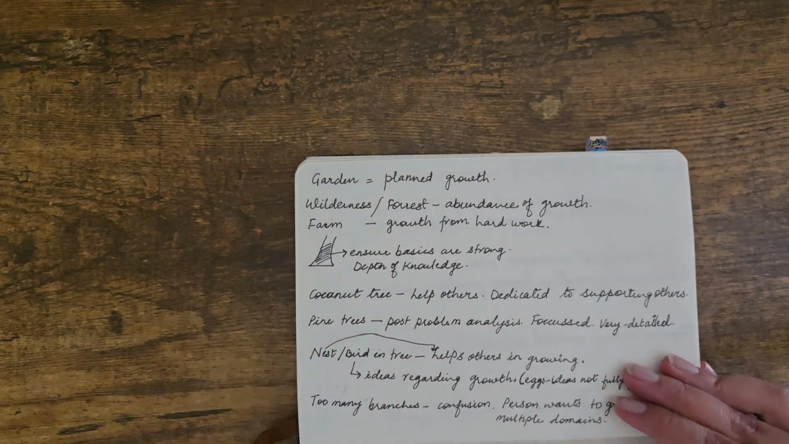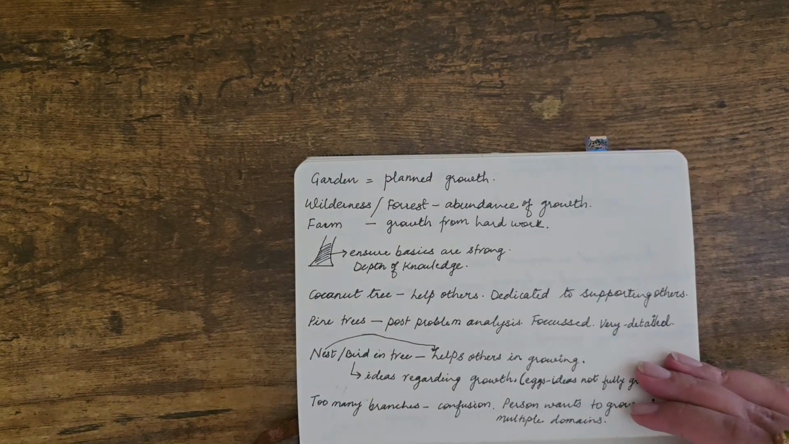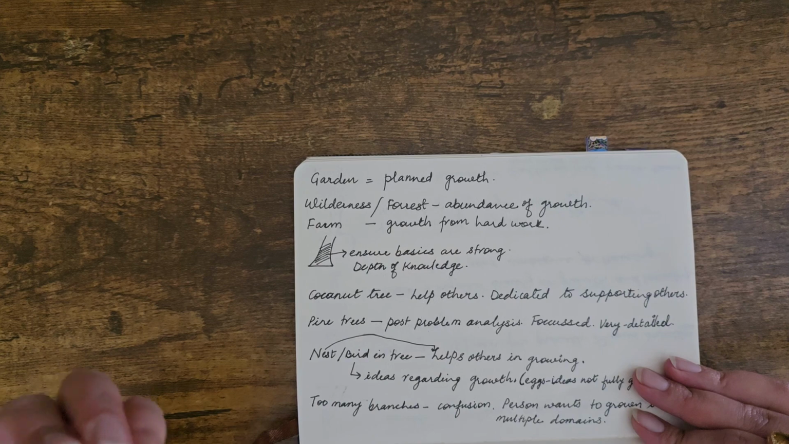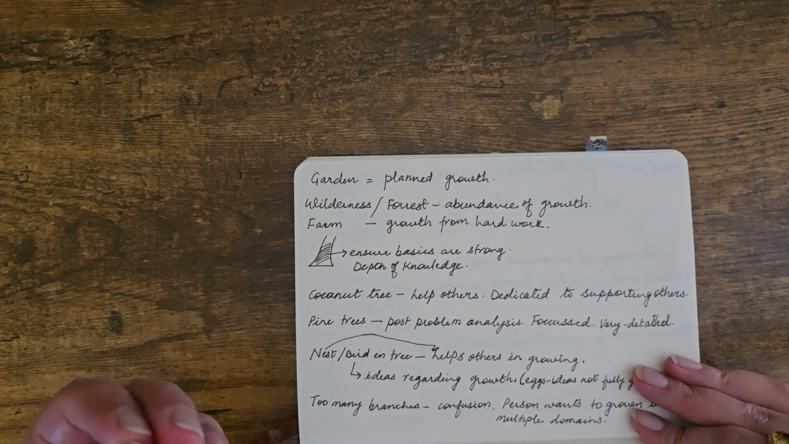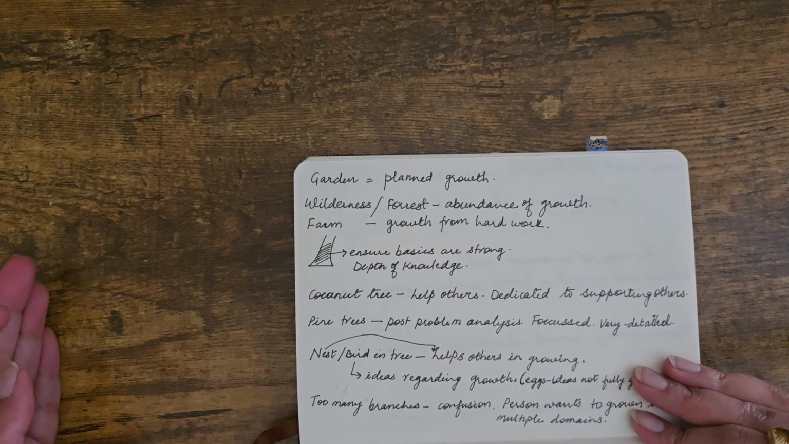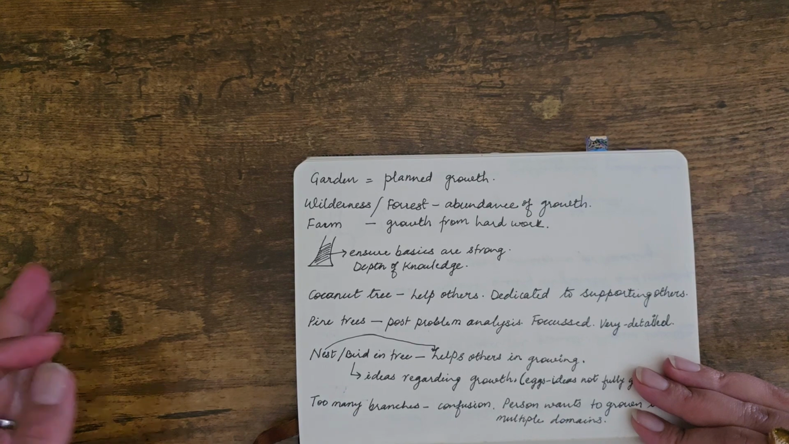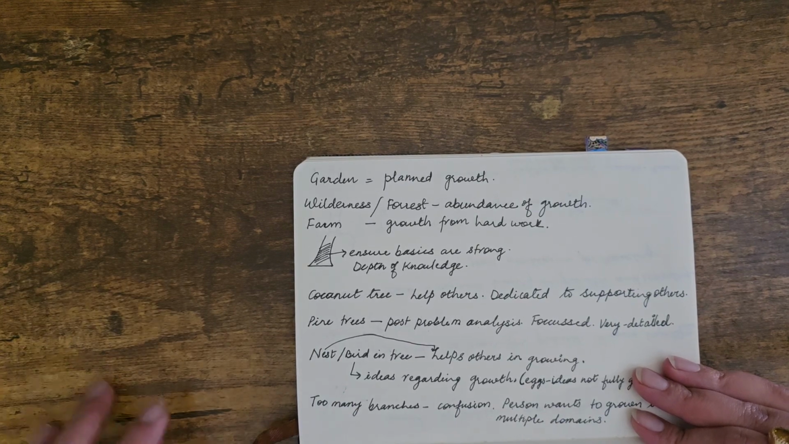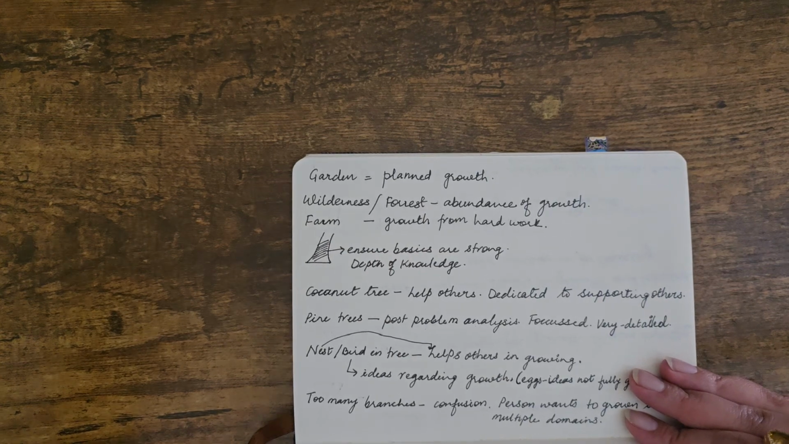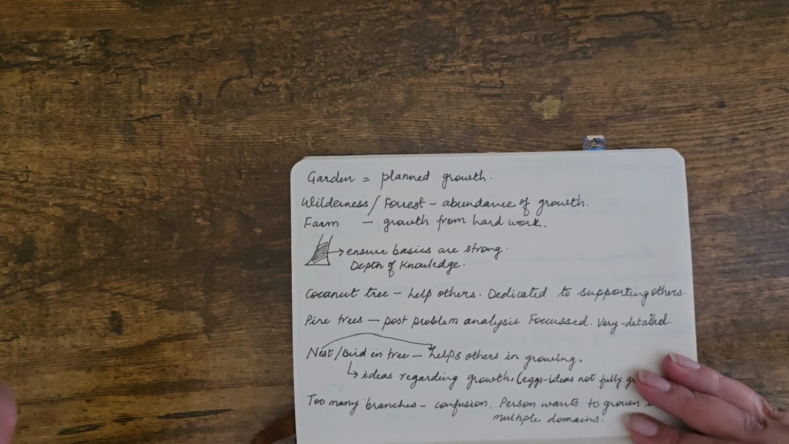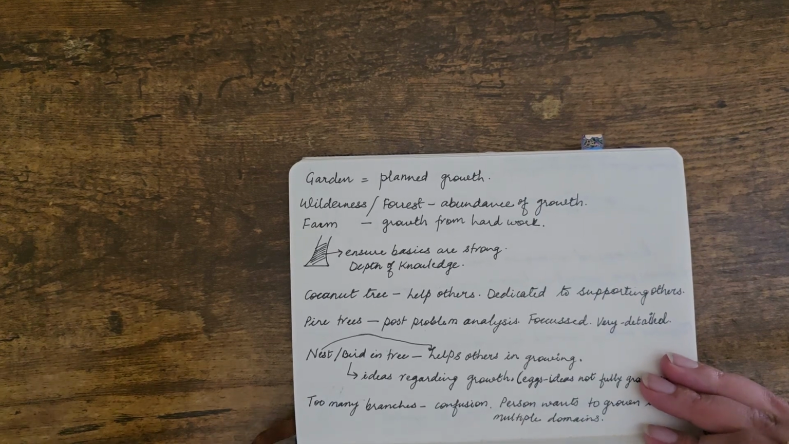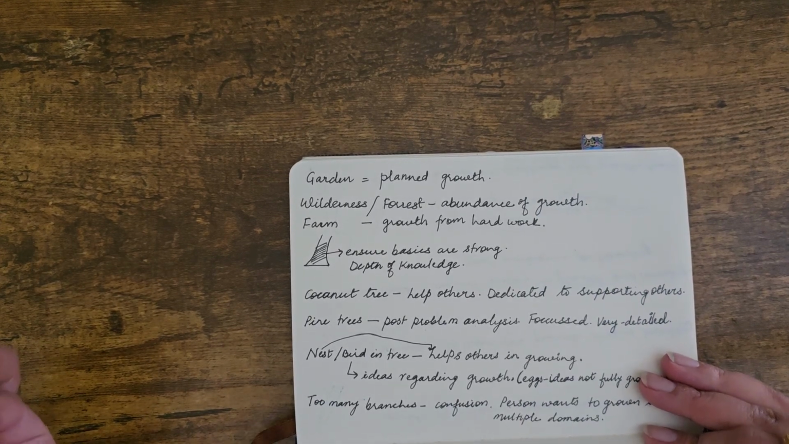And if someone has drawn a full-on garden instead of just a couple of trees, that means they are very planned and strategic towards their growth. And if it's a forest, then they see abundance of growth with little to no effort. And if it's a farm, that means they do see growth, but after hard work.